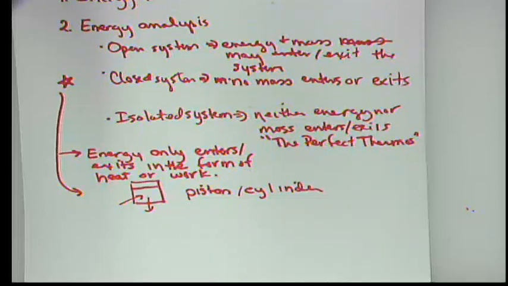So let's just think about what this means. If you have a piston and cylinder arrangement and you heat it up, the volume increases, right? But the mass of the substance in the cylinder remains the same. If you put a stirrer in it and you stir it up, you put some work into the system, and yet you don't have any mass entering or exiting.